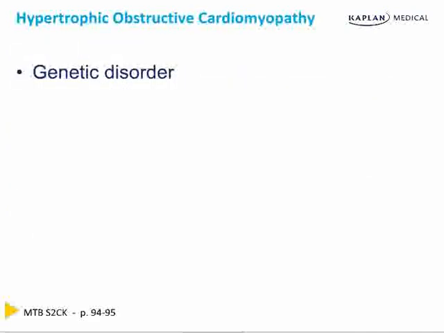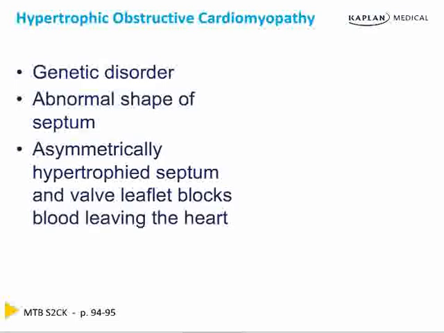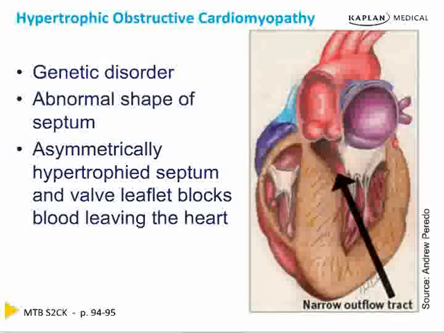Hypertrophic obstructive cardiomyopathy is a genetic, familial disorder. It's an abnormal shape of that septum. The septum bumps up against the other parts of the heart because it's asymmetrically hypertrophied. That's one of the names of it, asymmetric septal hypertrophy. And you can see the arrow is showing you an obstructed left ventricular outflow tract.